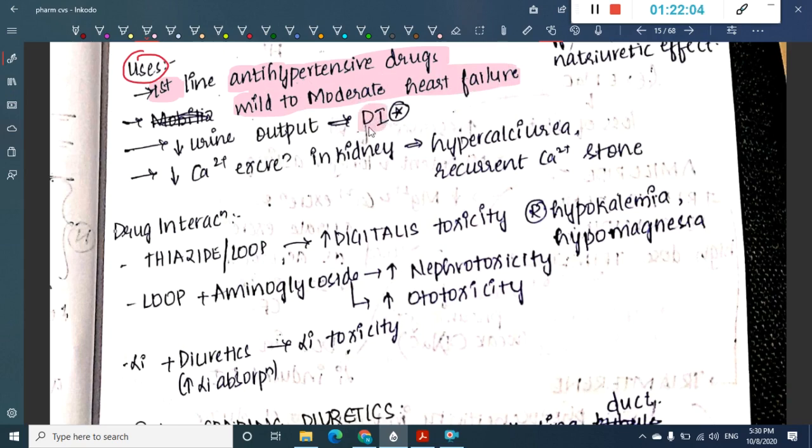They will decrease the urine output by excretion of sodium and water along with some solutes also. So as a result, they can be used in diabetes insipidus. They also decrease the calcium excretion in the kidney.